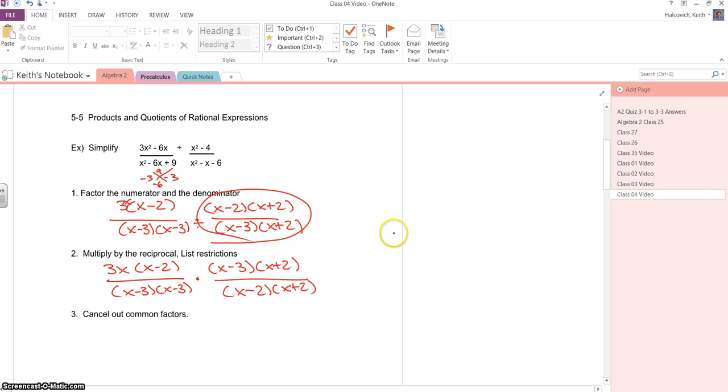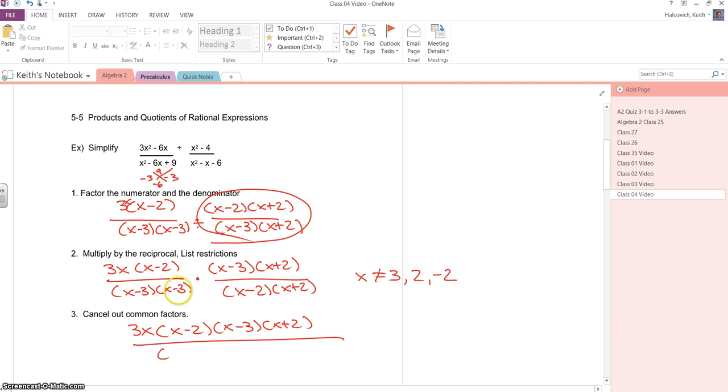From here, this is where you get the restrictions. So the denominator cannot equal 3 because that would make x minus 3 equal 0, 2, or negative 2. Now multiply across. So you get 3x times x minus 2 times x minus 3 times x plus 2. That's the numerator. The denominator is x minus 3, x minus 3, x minus 2, x plus 2.